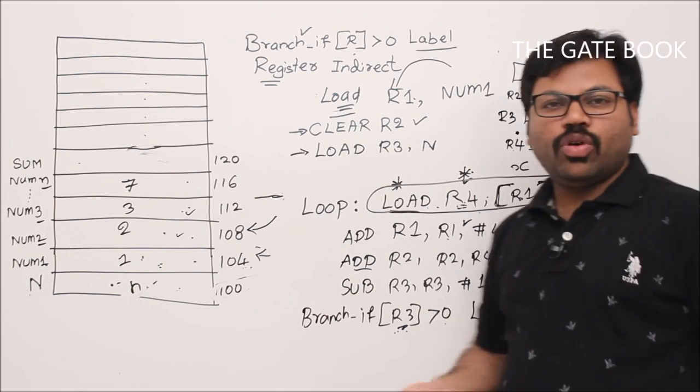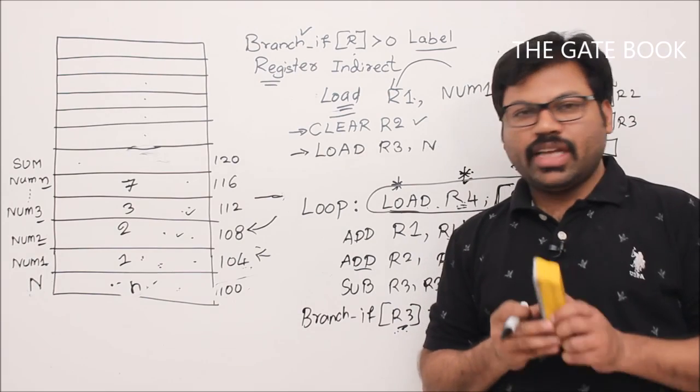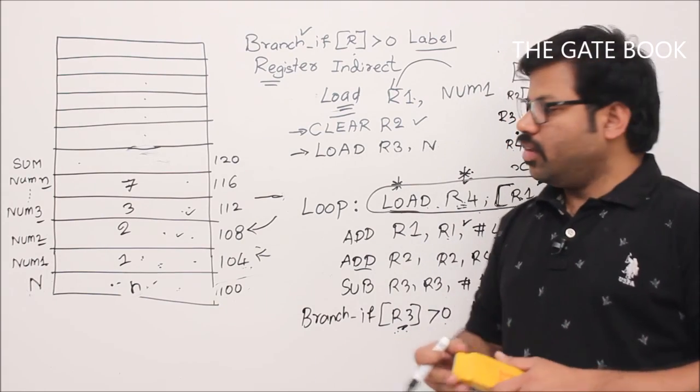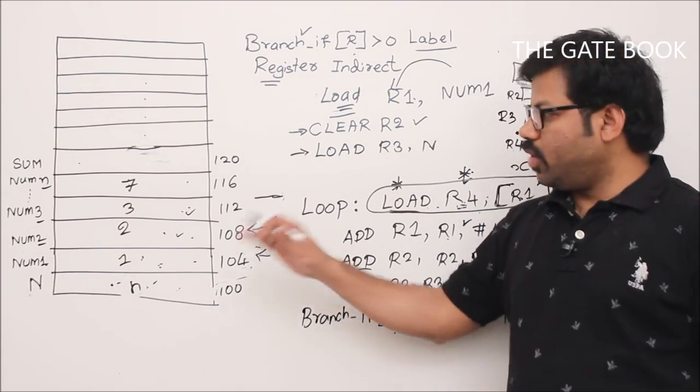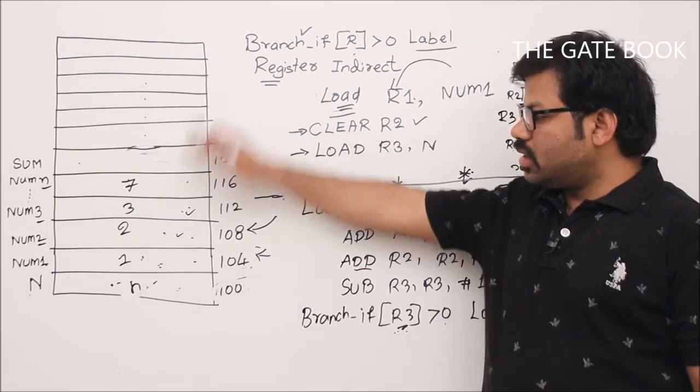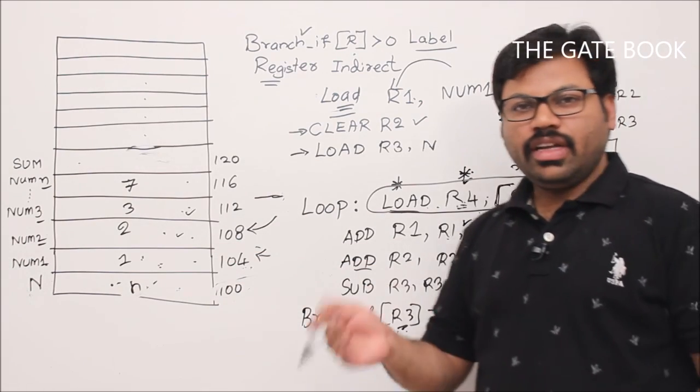Now we will see some more modes like index addressing mode, base addressing mode, everything slowly one by one based on the requirement. Finally we would be able to sum some of the numbers. For that we have written a code. Okay.